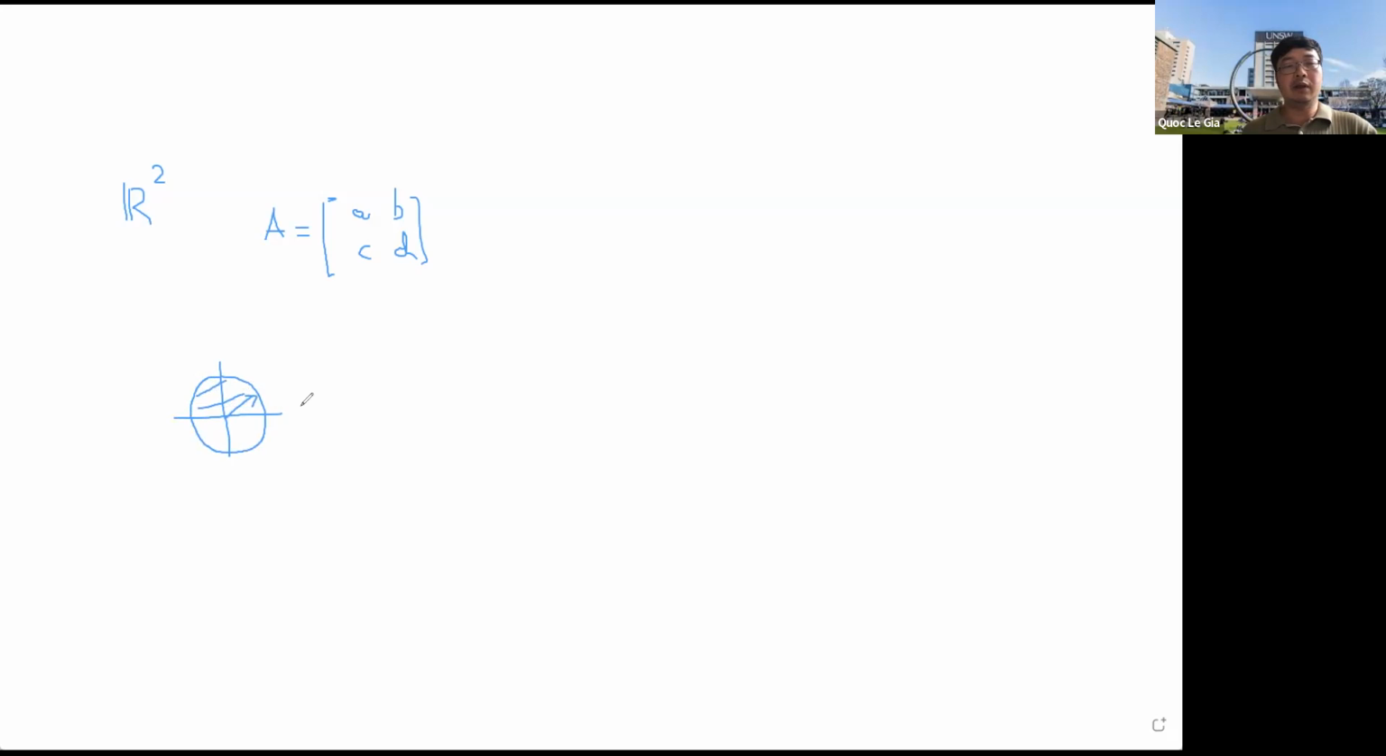Yeah, so any vector in the unit circle, and then I map it. So this one is a vector x. Yeah. Then I map it by the matrix A. So then this one is Ax. So maybe I got some Ax here, yeah.